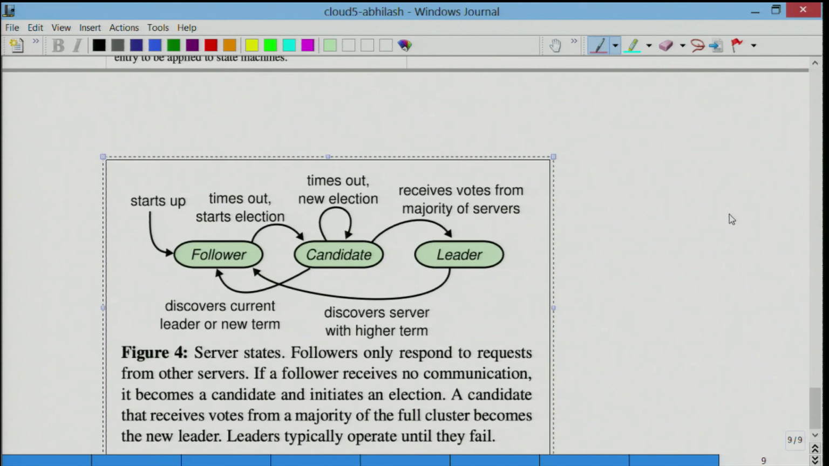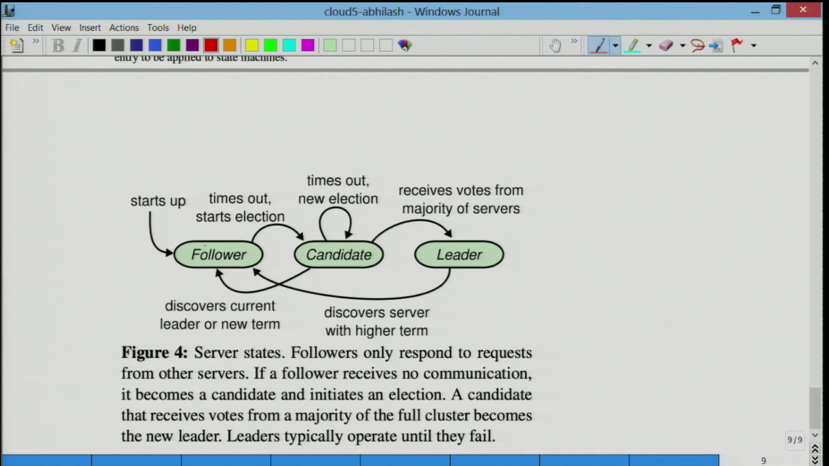Right? So the follower, when you start up, you start in follower. If you have not received heartbeats from the leader, you will time out and start an election. You'll become candidate. If you receive votes from a majority of servers, then you can declare yourself as leader, right? And we will look at the other transitions in a moment.